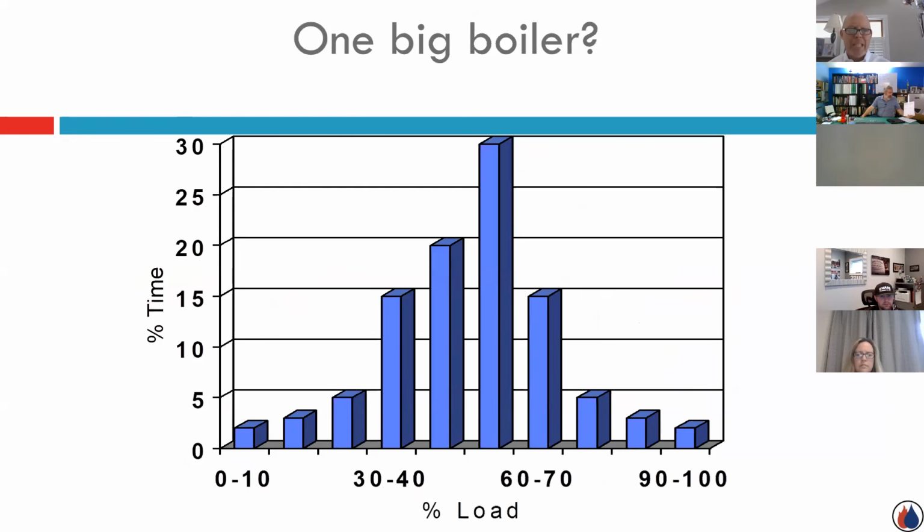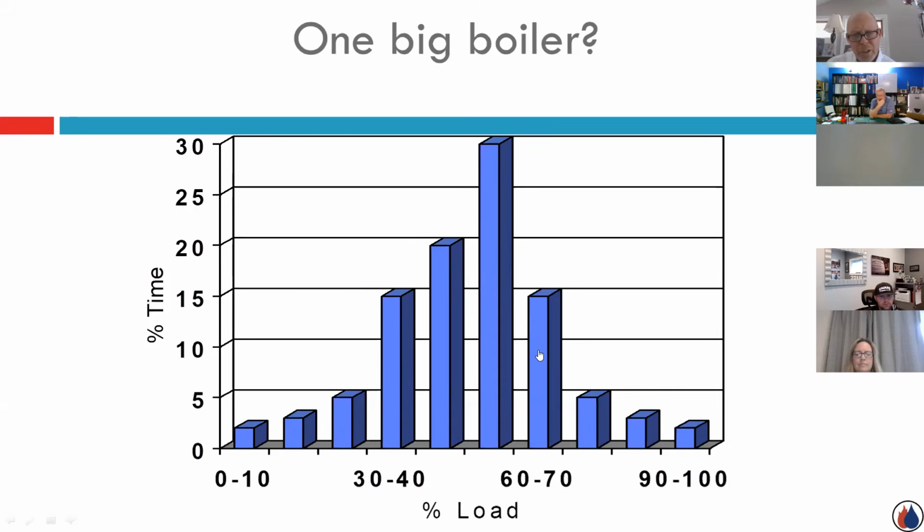It can be answered right here in this chart, which is almost like a bin data chart. It's based on weather, and this is how they develop these profiles. When the day comes and you're at design conditions, you need all of those BTUs, all of that horsepower, so you better have it. But for the majority of the heating season, one big boiler would be way oversized.